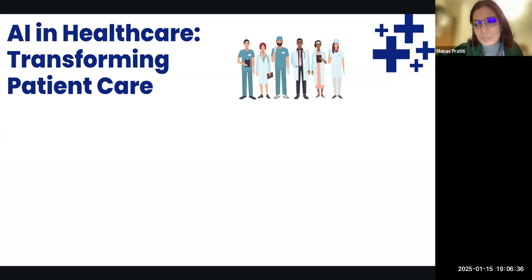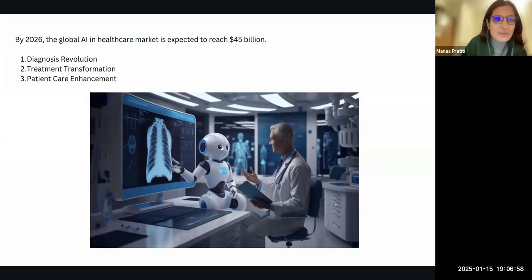So in this kind of situation, we can have some generative AI involvement of healthcare professionals. I guess a lot of it has been talked about by Neil, because he gave a talk on generative AI in industry and academia. But okay, let's start. According to predictions made by some leading consultant agencies, by 2026 the global AI in healthcare market is expected to reach $45 billion of investment. So what are the applications where we can apply AI or data science in healthcare? There are three verticals. One is diagnosis revolution, second is treatment transformation, and third is patient care enhancement.